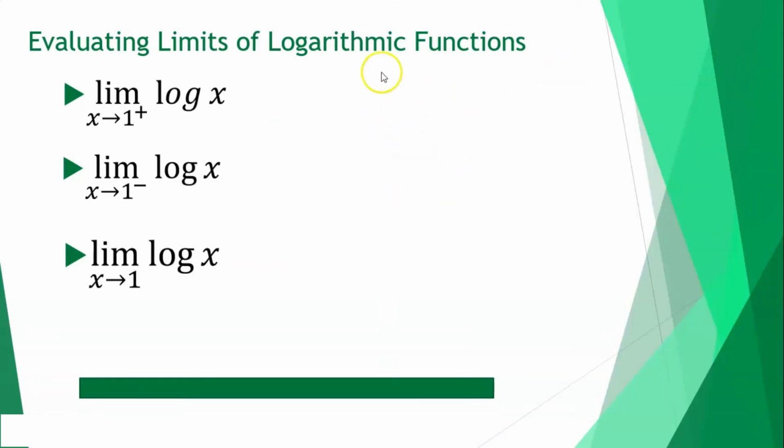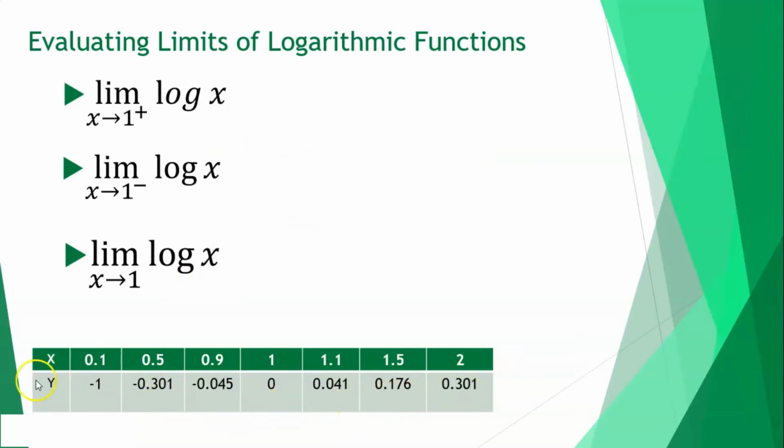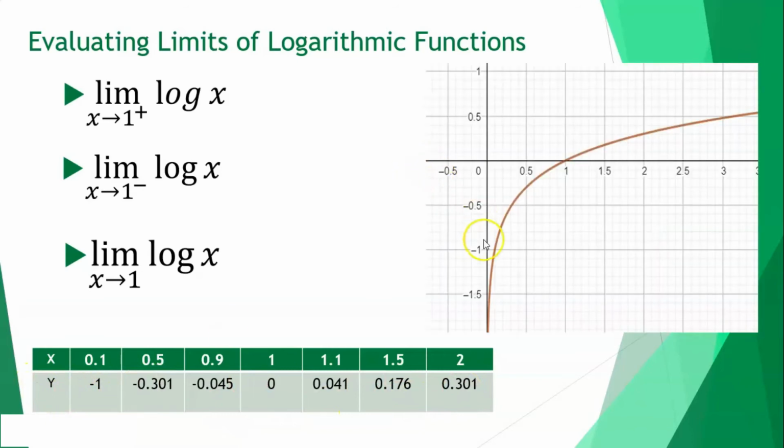Okay, this one. The limit of the logarithm of x. So, substituting the values for x with this, we will obtain these values for y. And graphing this will be the graph of the logarithm of x. So, the limit of the logarithm of x as x approaches 1 from the right is 0. Approaching from the left, it's also 0. Now, the logarithm of 1 is also 0.